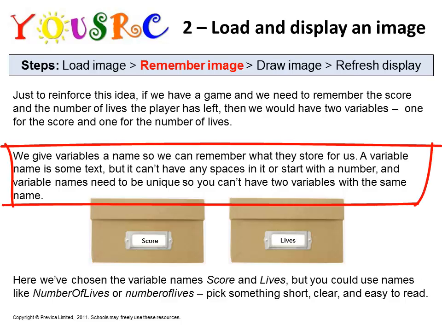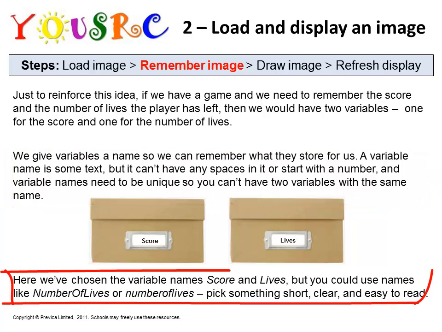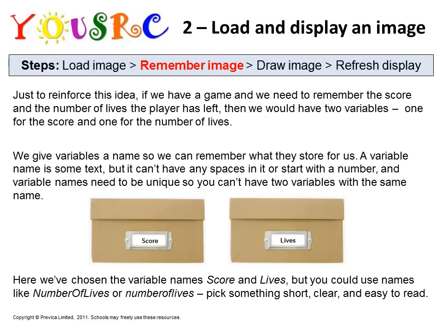You can call variables pretty much anything you like, but there are a few rules. Variable names have to be unique, so you can't have more than one variable with the same name, and variable names can't have spaces in them or start with numbers. Sometimes people use a mix of uppercase and lowercase to make variable names more readable, such as this: numberOfLives, example here. The names are case sensitive, so you need to always spell them the same and use the same lowercase and uppercase letters whenever you use them. So pick a style of naming variables that works for you. Ideally, something short, clear, and easy to read.